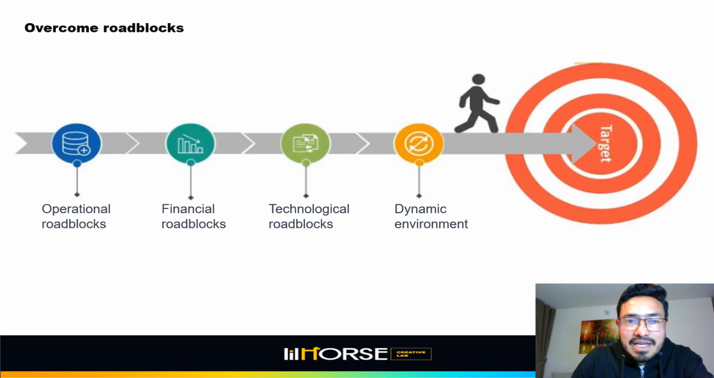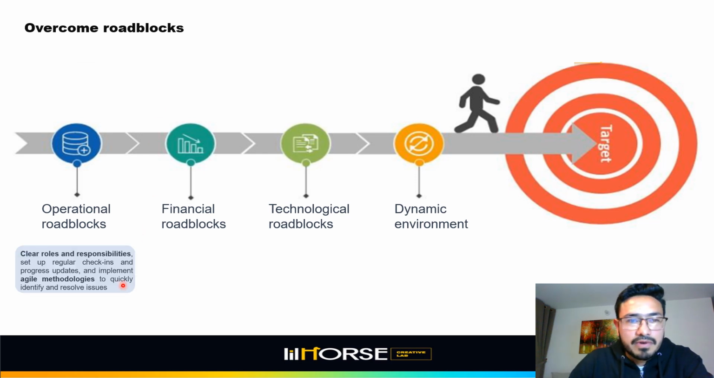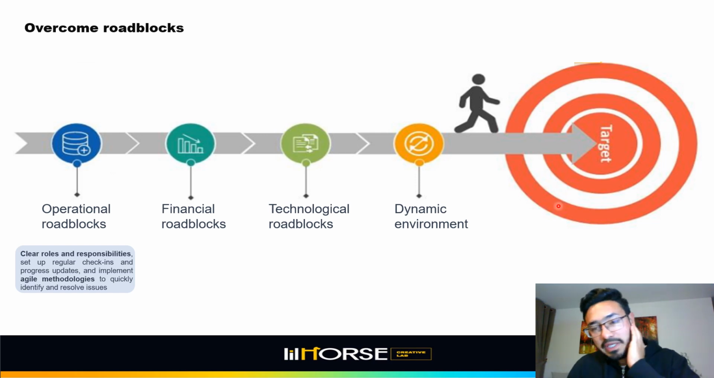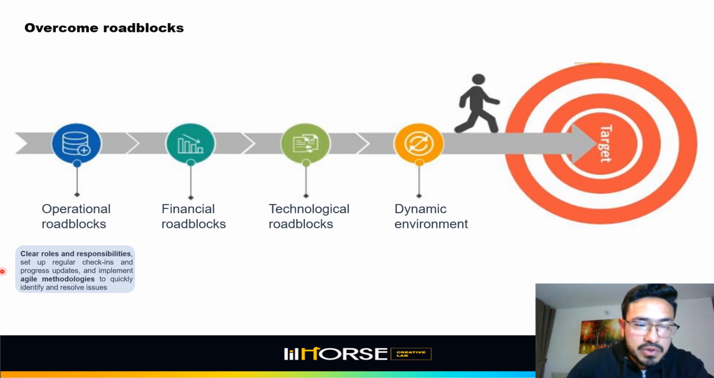And the last one, how to overcome the roadblocks. For example, operational roadblocks: maybe issues with the team, coordination, communication, or workflow, where you need clear roles and responsibilities. I think it's important in this part of the process.